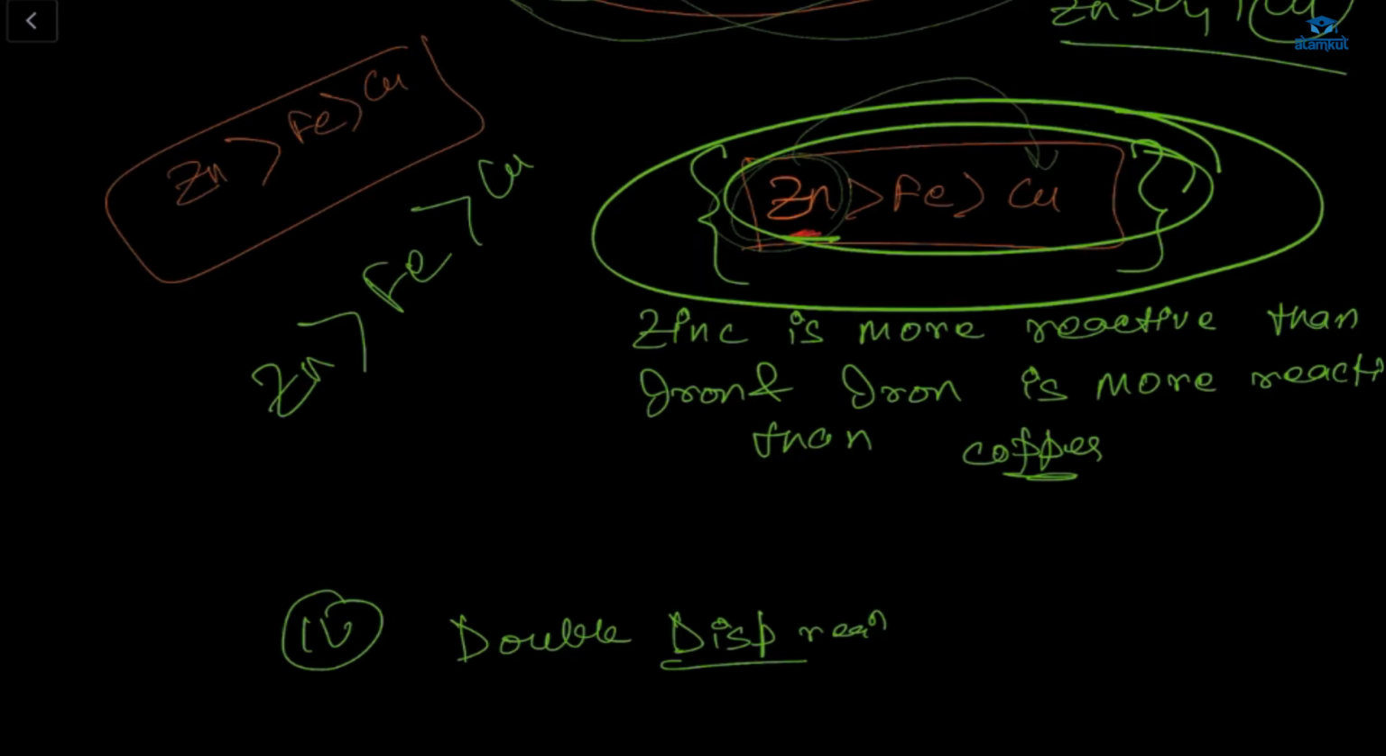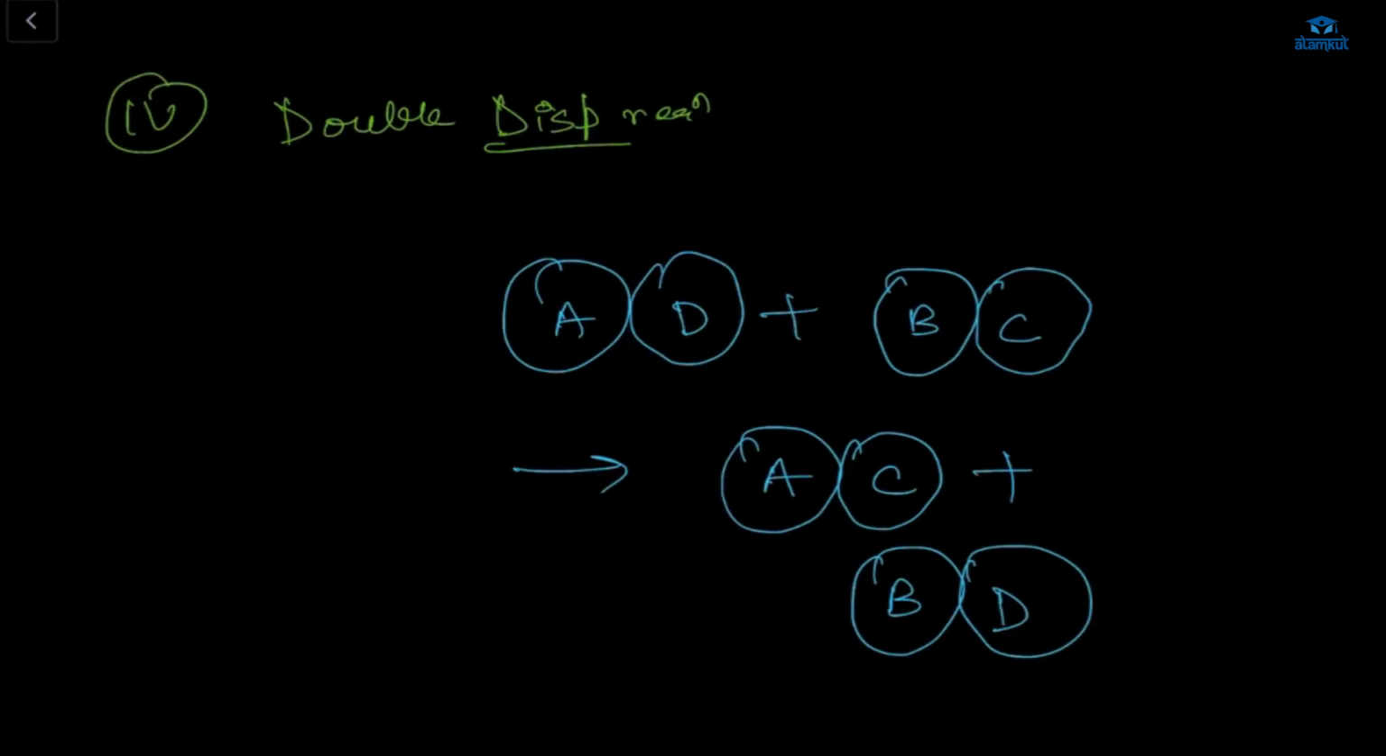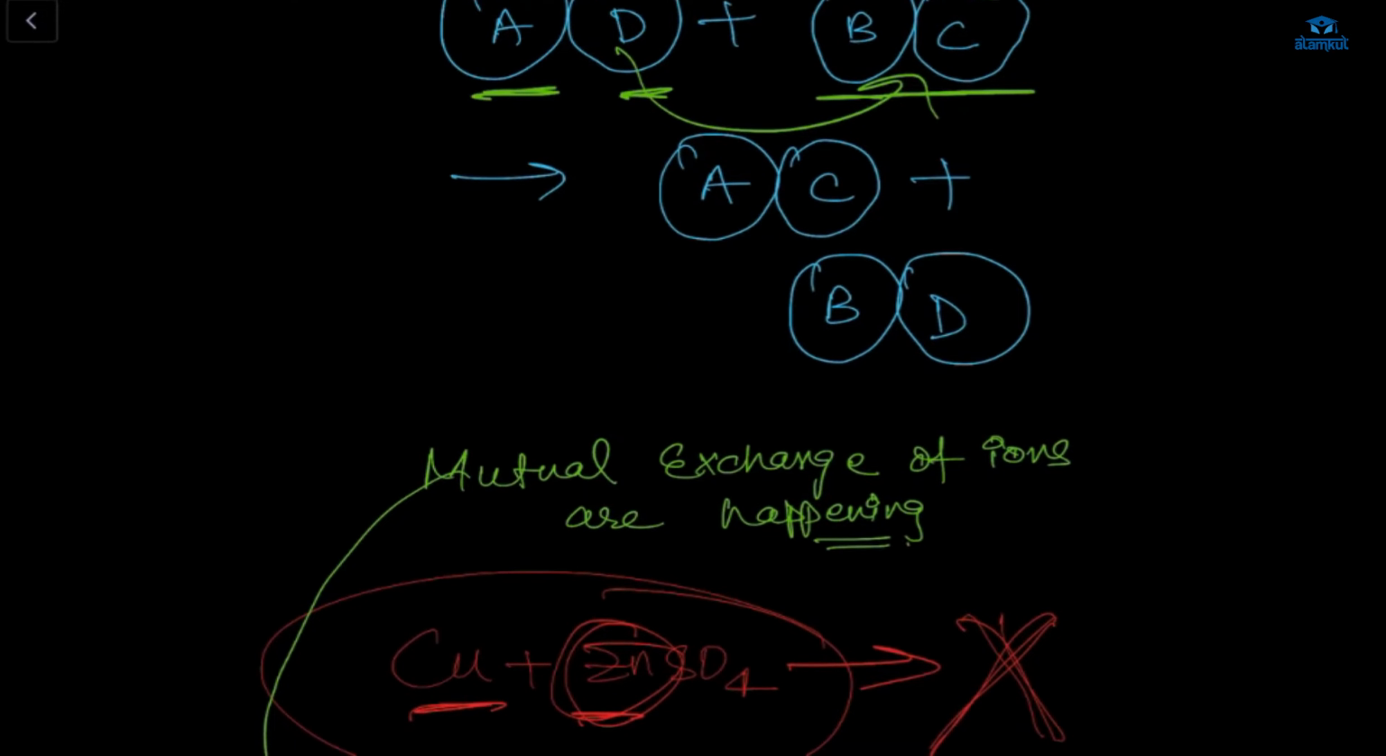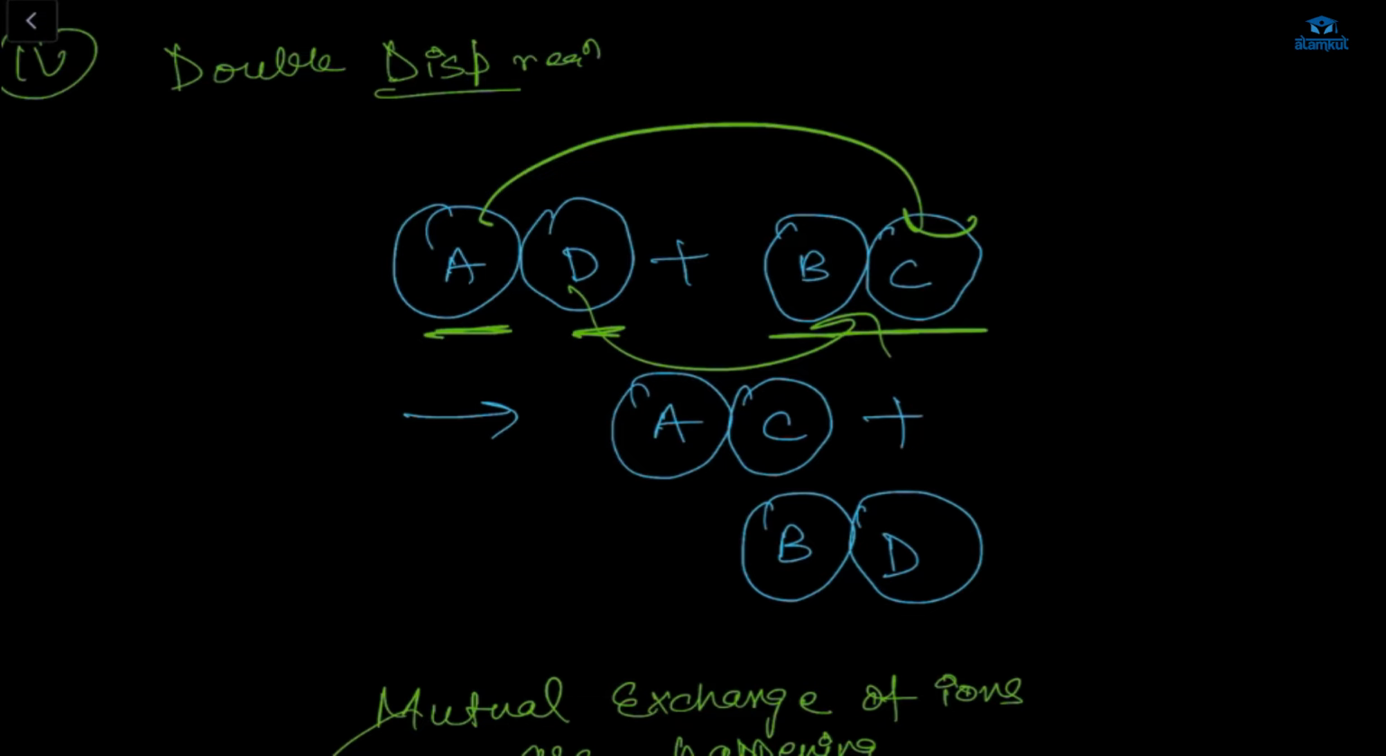Okay. Got it? Any doubt? Okay. Now next is what? Double displacement reaction. Here what's happened? AD and BC. So AC will combine and DB will combine. It's very easy. Double displacement is happening here.